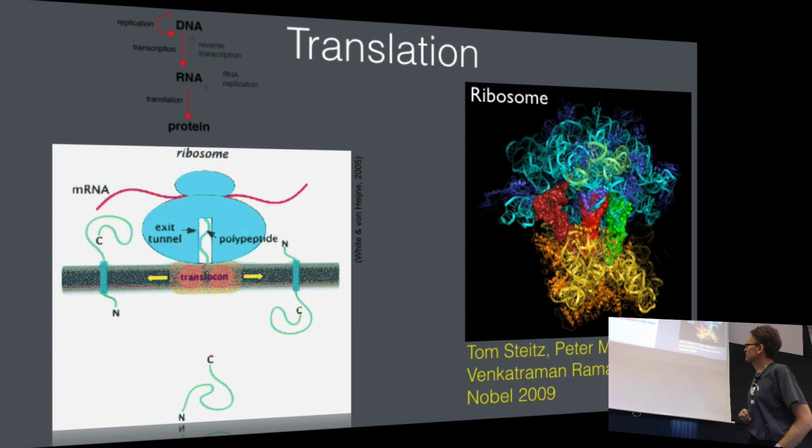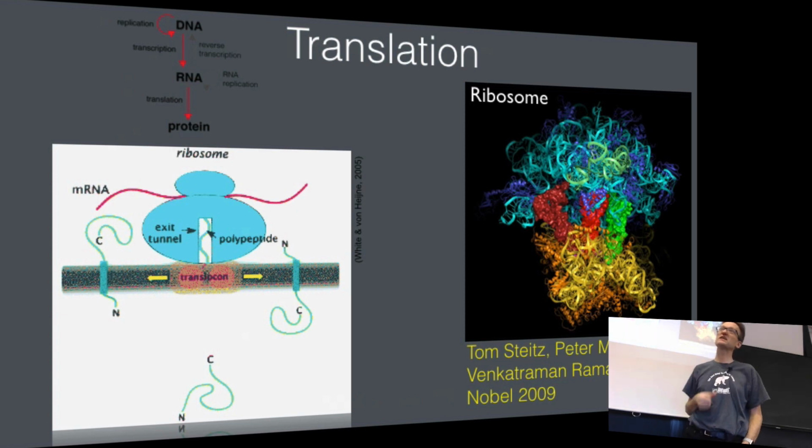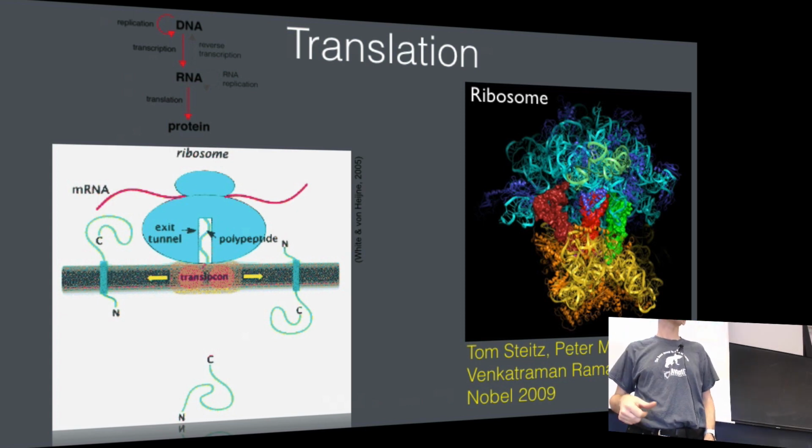There were a number of groups involved here, but in particular Tom Steitz, Peter Moore, and Venki Ramakrishnan, who got the Nobel Prize in 2009 for this, with X-ray structures. So we're talking about fairly modern science here. Again, it's only 15 years ago these structures were not available at all.